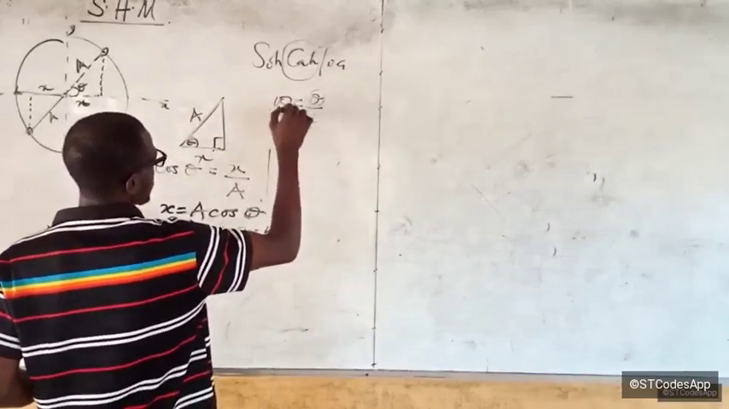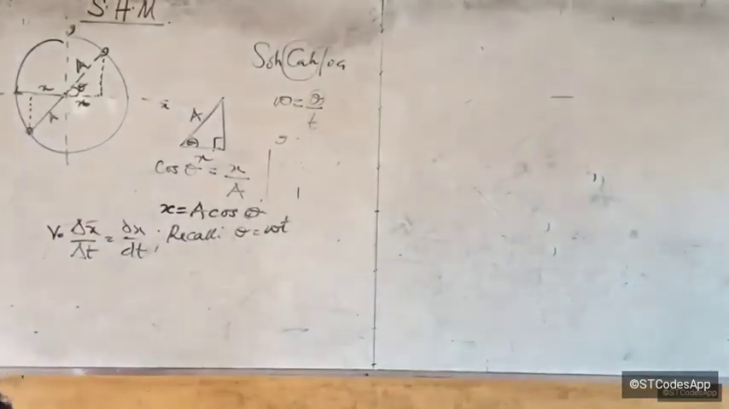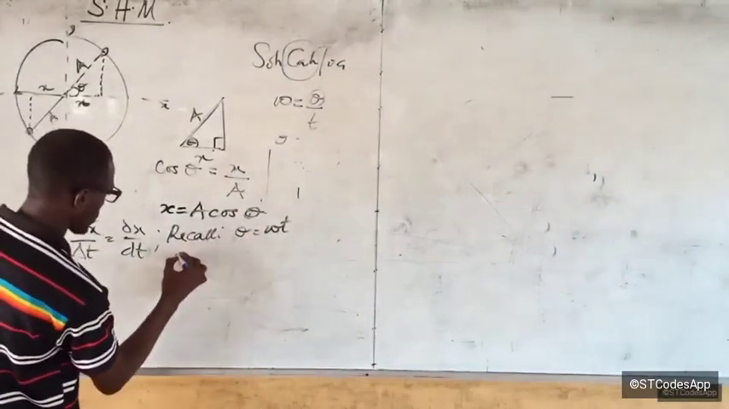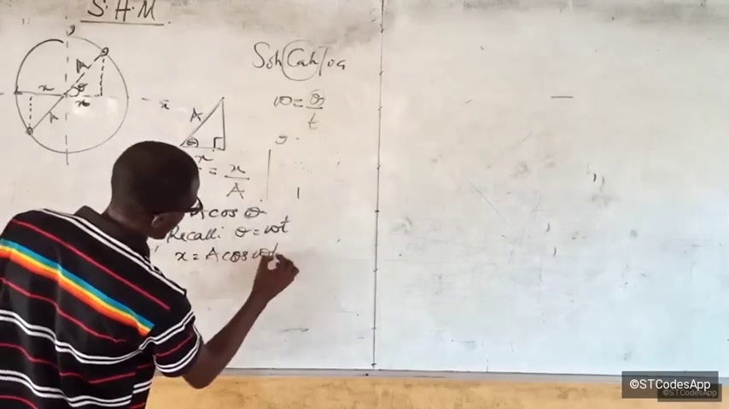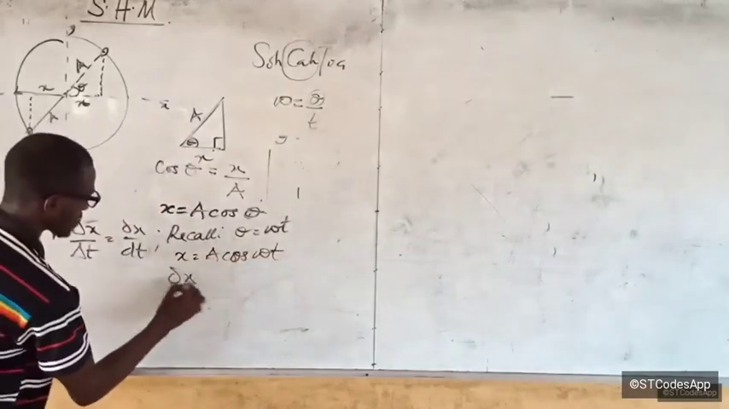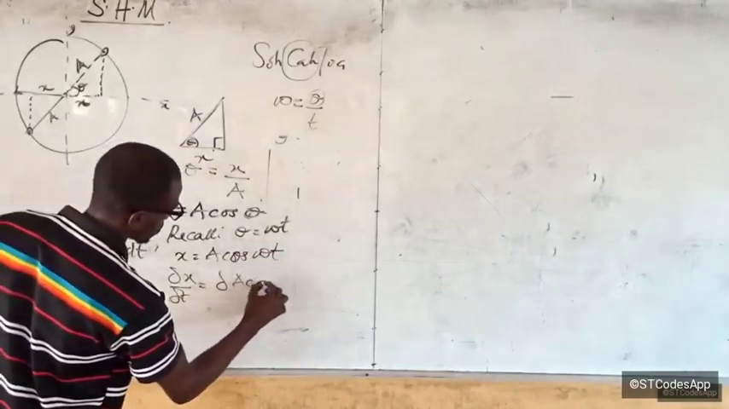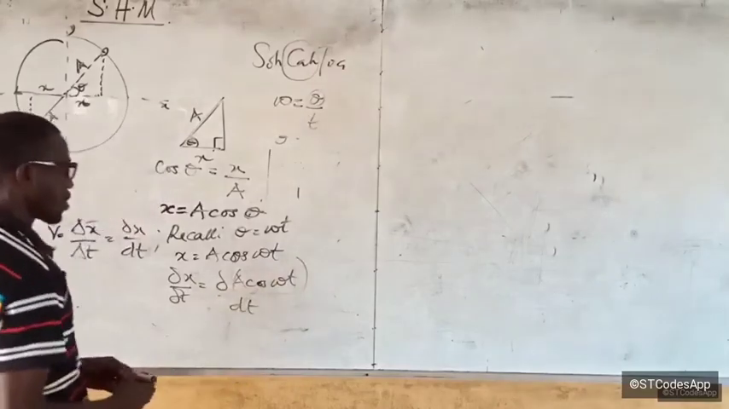So when you cross multiply, you're going to have theta equal to omega t. So that's where the equation came from. So with this we have this. So x will therefore be A cos omega t. So dx/dt will be equal to d(A cos omega t)/dt, isn't it? And how do we do this?